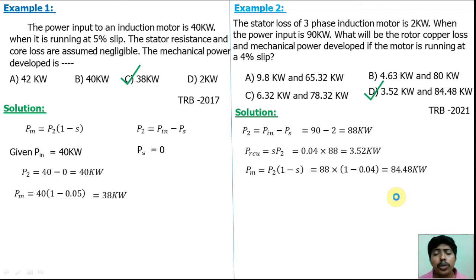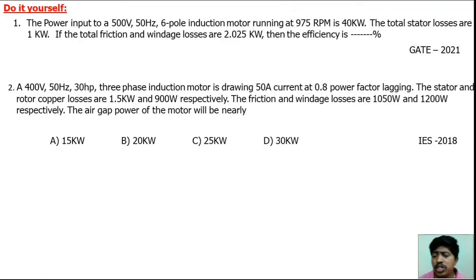Now, do it yourself. The first question was asked in the GATE 2021 examination. The second question was asked in the IES 2018 examinations. Solve these questions. My answer key: for the first question, the answer is 90%. For the second question, option C is correct. If your answers mismatch, then comment your answers.